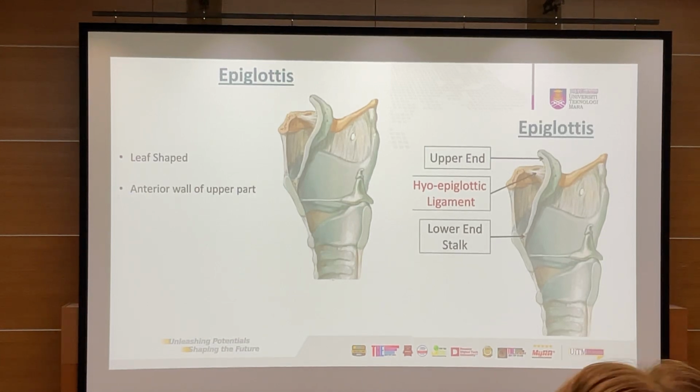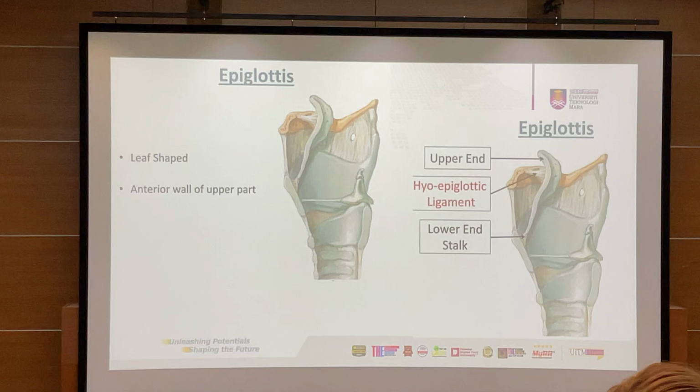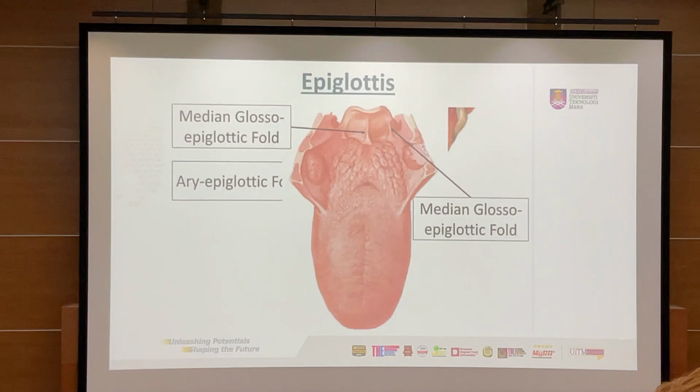Next is the epiglottis. It is leaf-like, or we say oblong, in shape. It's attached to the inner surface of the thyroid lamina, and superiorly it has the hyoepiglottic ligament that attaches the epiglottis to the hyoid bone. The major function of the epiglottis is to prevent aspiration during swallowing. We have the lingual surface of the epiglottis, which we can see here has attachment via the median glossoepiglottic fold.